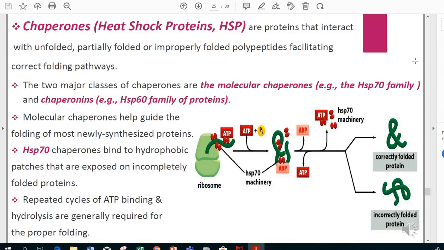In our body, normally there are what are called chaperones. Chaperones, or heat shock proteins, HSP, are proteins that interact with unfolded, partially folded, or improperly folded polypeptide chains, facilitating their correct folding. As we said, it's a spontaneous process. All proteins tend to be folded by the hydrophobic and hydrophilic forces. What makes it an easy process? The chaperones, or heat shock proteins. There are two major classes of chaperones: molecular chaperones like the HSP70 family and chaperonins like the HSP60 family of proteins.